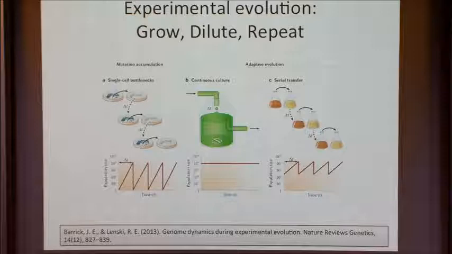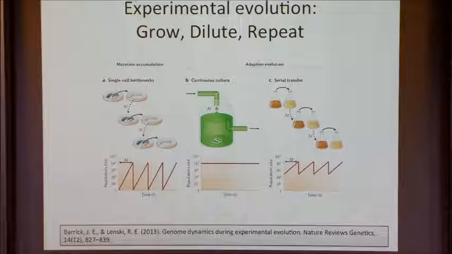Really, if you want to see adaptation, then you have two generic types of carrying out your evolution experiment. One is a continuous culture. This is a chemostat where medium is added in at a constant rate, and at the same rate, culture is taken out so that the population size fluctuates around a steady state. And that's a continuous culture.